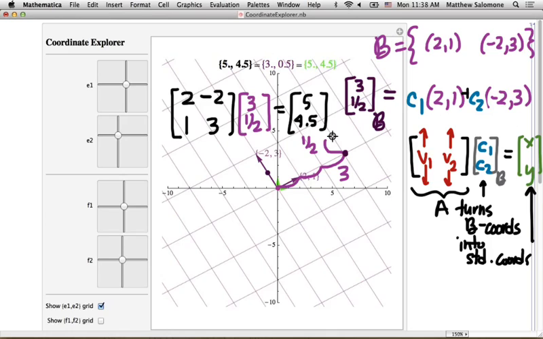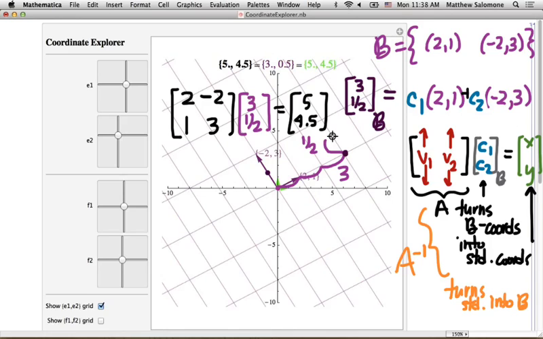Usually we want to go the other direction. I know the standard coordinates of something, and I want to find the b coordinates of that something. So in other words, if I want to reverse this process, what matrix do I need to do it? If A turns b coordinates into standard coordinates, then what matrix is going to turn standard coordinates into b coordinates? The inverse. We just need to do the opposite of whatever A does.